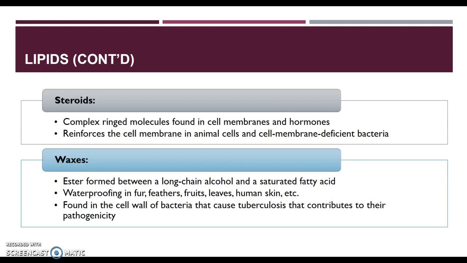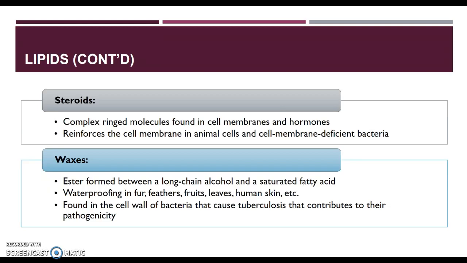There are a couple other types of lipids that we're going to quickly talk about. Steroids are lipids, and they are very complex ringed molecules that are found in cell membranes, and they are major components of hormones as well. They help to reinforce cell membranes in animal cells, as well as protect cell membrane deficient bacteria, which we'll talk a little more about in chapter 3.